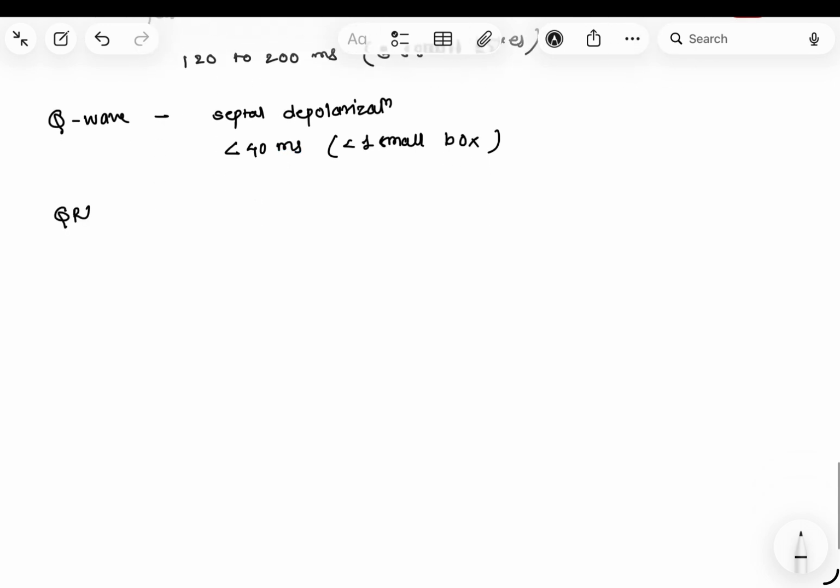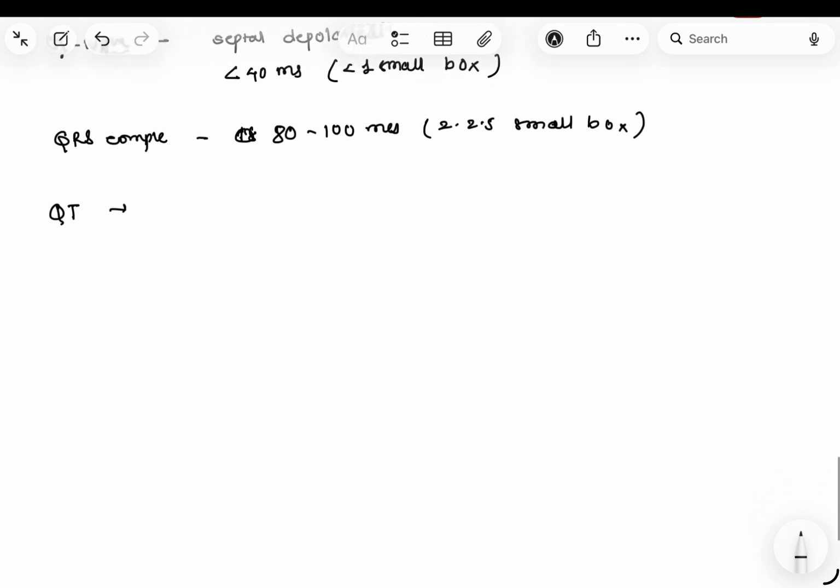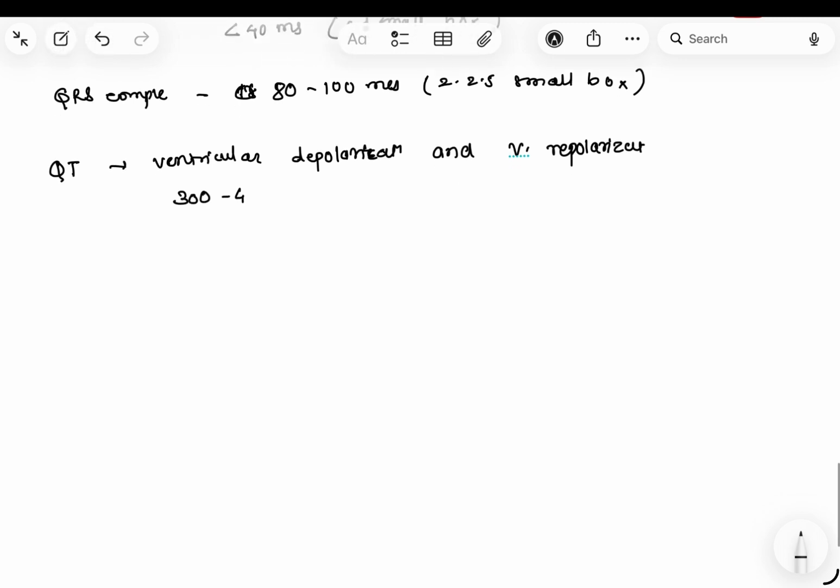Then the QRS complex. The normal timing of the QRS complex is 80 to 100 milliseconds, that is within 2 to 2.5 small boxes. Then the QT interval. What is the QT interval? It signifies ventricular depolarization and ventricular repolarization. So the time from ventricular depolarization to ventricular repolarization, the normal duration is 300 to 440 milliseconds, that is around 9 to 11 small boxes.